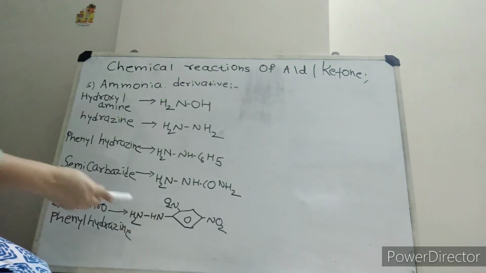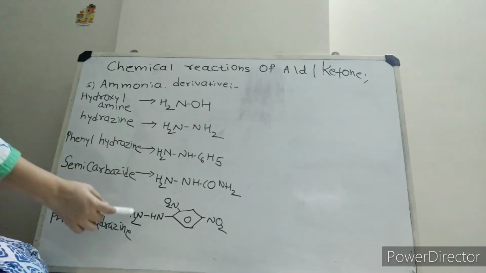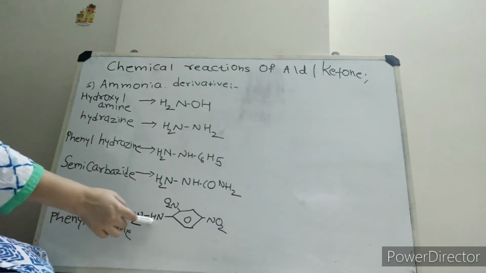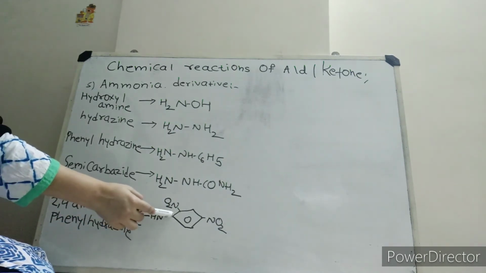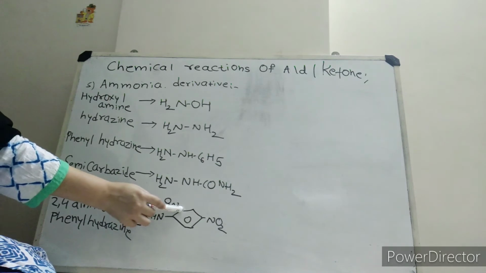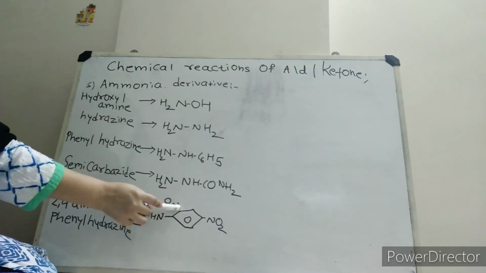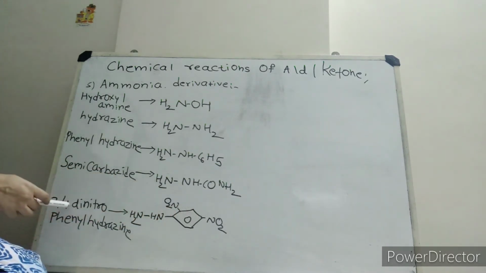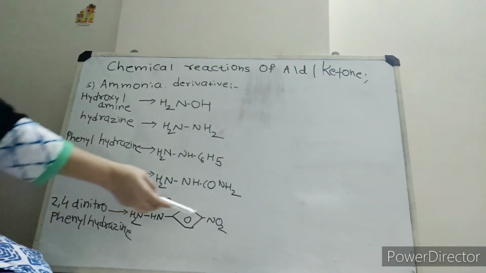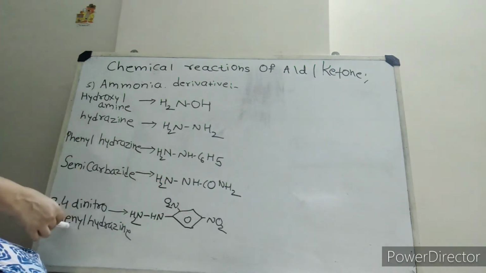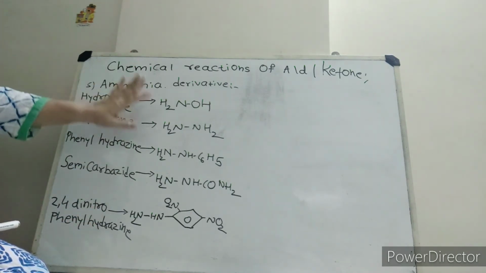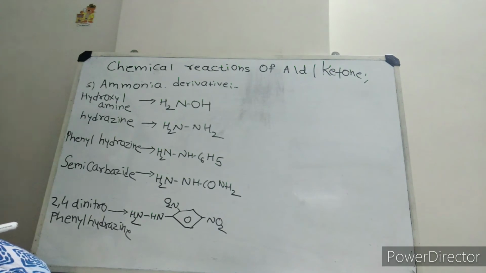How do we do the numbering? This NH2NH means hydrazine. Numbering starts from here: 1, 2, 3 and 4. So at the second and fourth positions there is a nitro group, so it is 2,4-dinitro. This is the benzene ring of phenylhydrazine. So in this way we have to remember the name as well as the structure of it.